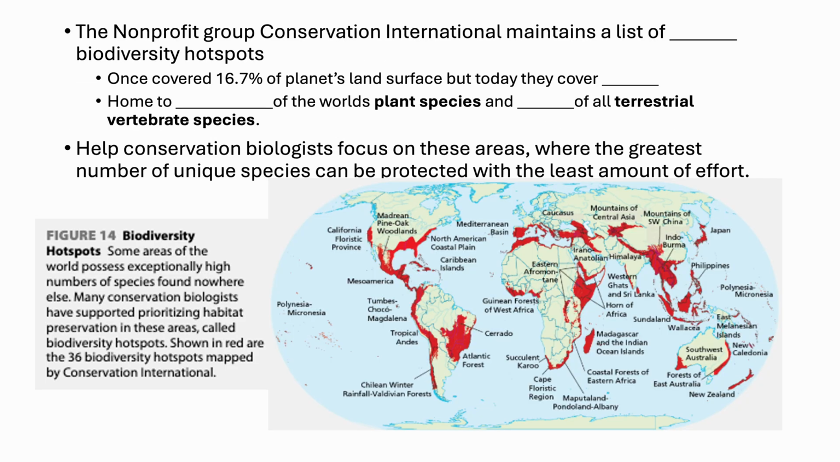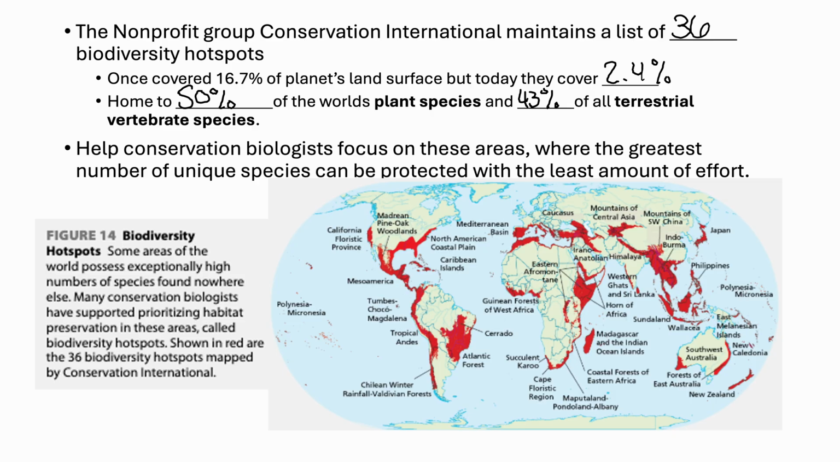So the non-profit group Conservation International maintains a list of 36 biodiversity hotspots, once covering 16.7% of the planet's land surface, but today only covering about 2.4%. So you can see that habitat is disappearing. Now these areas are home to 50% of the world's plant species and 43% of all terrestrial vertebrate species. Now, to help conservation biologists focus on these areas where the greatest number of unique species can be protected with the least amount of effort. So you can see we have a lot of biodiversity hotspots throughout the world.